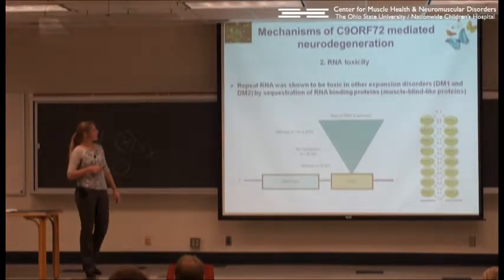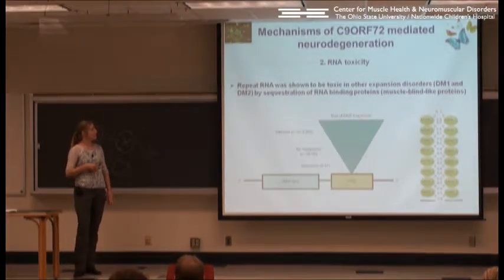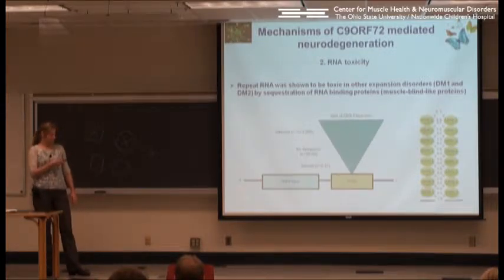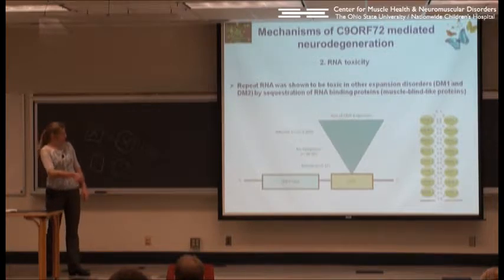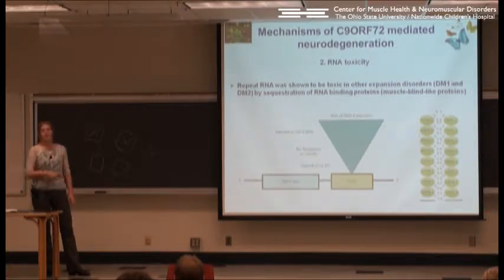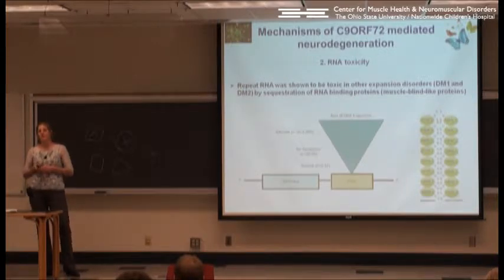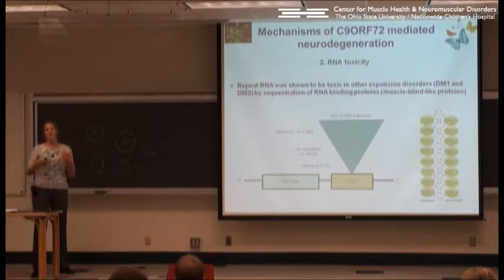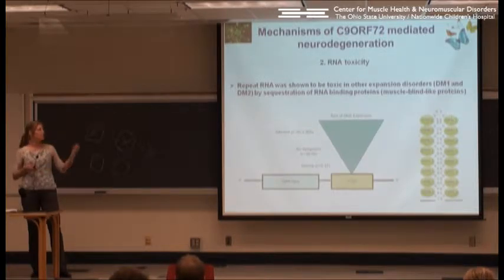Furthermore, repeat RNA has been shown to be toxic in other expansion disorders like myotonic dystrophies, where the repeat is in the 3' UTR and it's bound by muscleblind-like proteins, and that's actually causing the phenotype in that disease. So the protein is not able to perform its proper function because it's bound to the repeat.